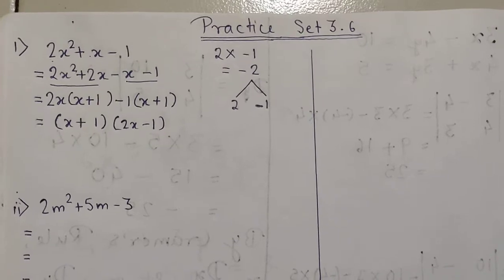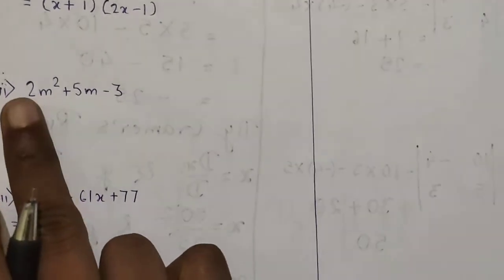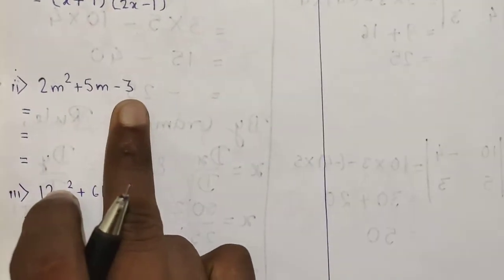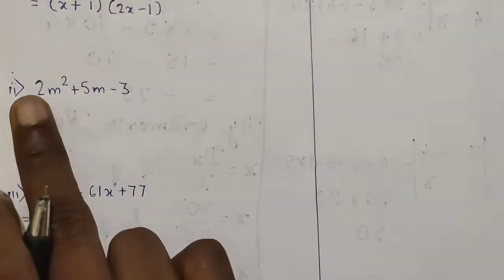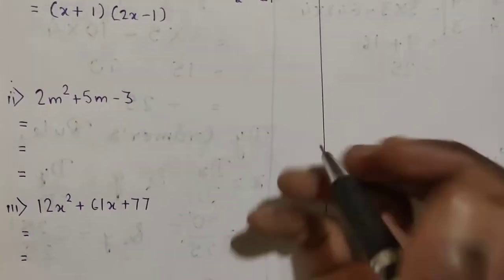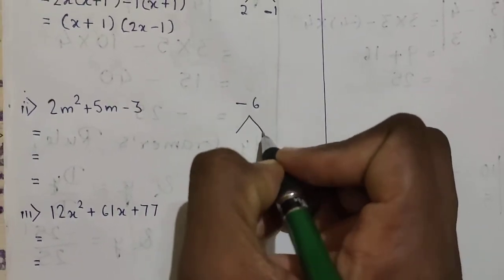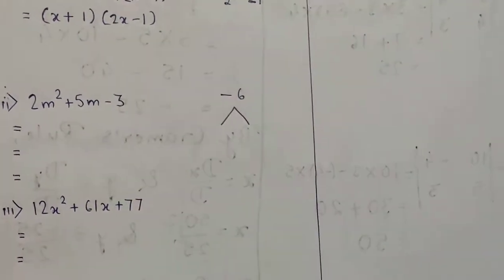Now, in the same way we are going to solve the second one. What are the numbers here? 2, 5, minus 3. And what is the first step? Multiply the first number with the last number. So 2 into minus 3 gives you what? Minus 6. Understood now? 2 threes are 6, and the minus sign is there.